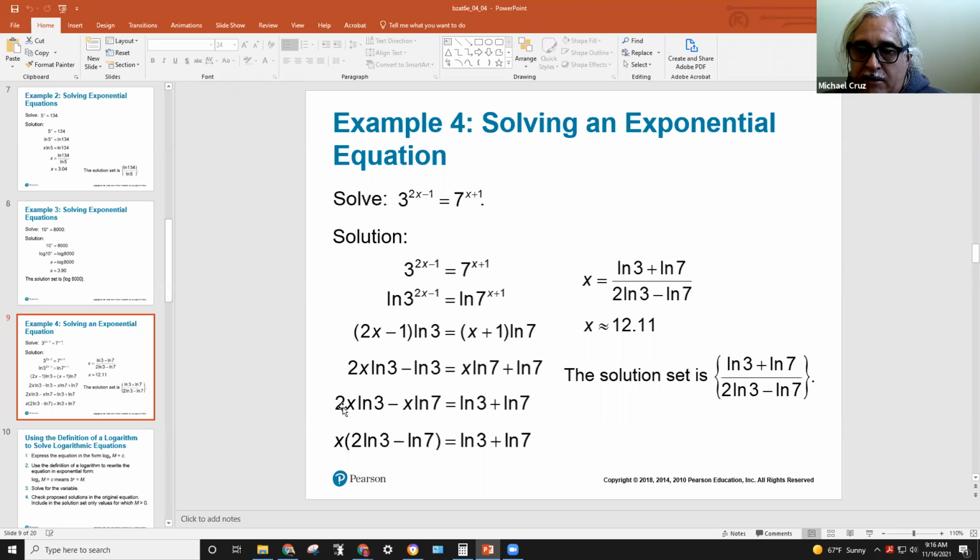Now that x is a factor of both of those, you can factor it out from both, pulling that x out, which leaves you with 2 ln 3 minus ln 7. And then if you divide both sides by that, on this side it's gone, and you just get plain old x, but on the right side, you've got to approximate it.